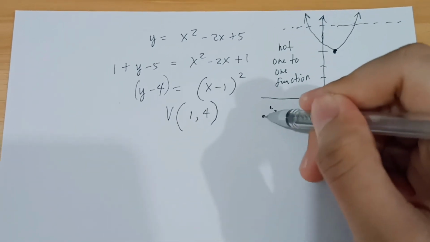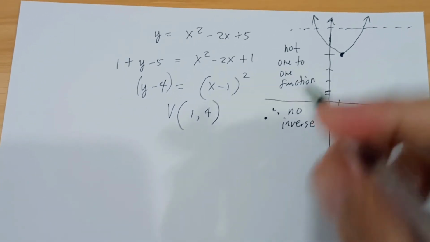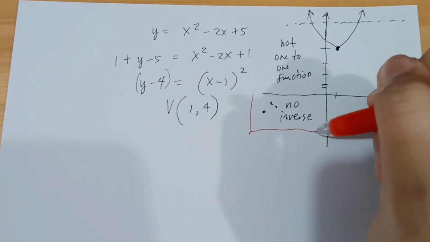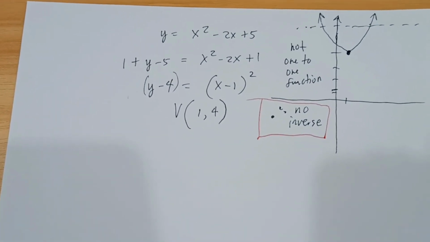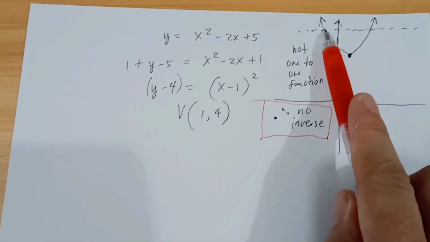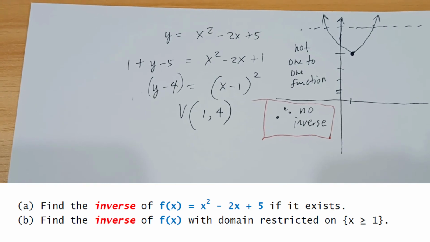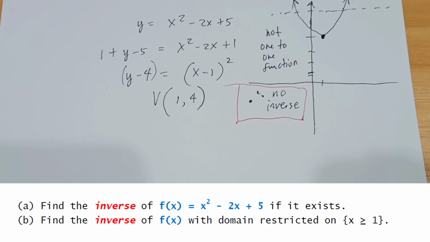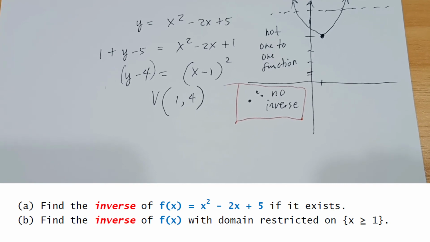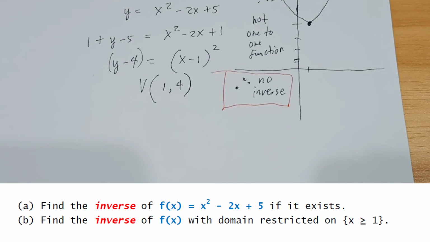So, therefore, no inverse. Okay. Yun yung sagot natin sa letter A. No inverse. Hindi siya 1 to 1 kasi tumama siya 2 points dito sa parabola na to. Letter B, find the inverse of function f of x with domain restricted on x is greater than or equal to 1. So, meron siyang domain restriction.